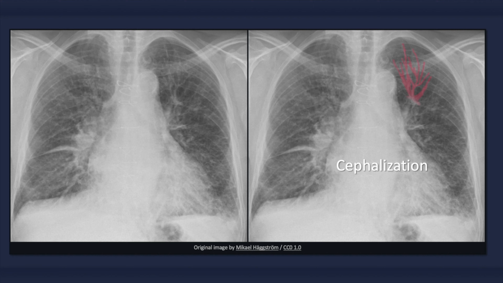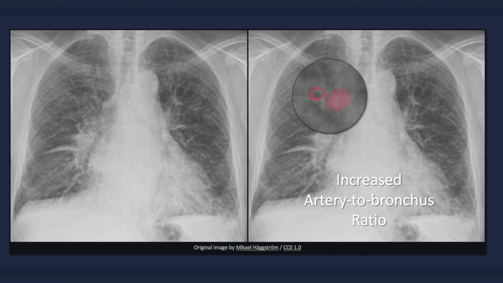The finding of upper lobe blood diversion, however, can be difficult to appreciate on a plain radiograph. One other way that it can be identified is by the discovery of a superior lobe artery with a greater diameter than its accompanying bronchus. Now, since it is hard to be certain on this radiograph, this example should be taken for illustrative purposes.